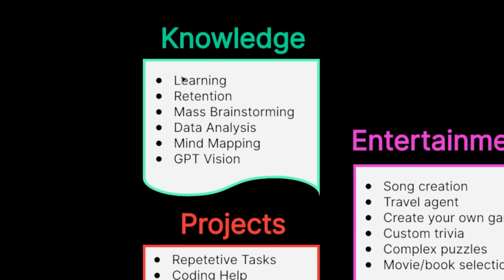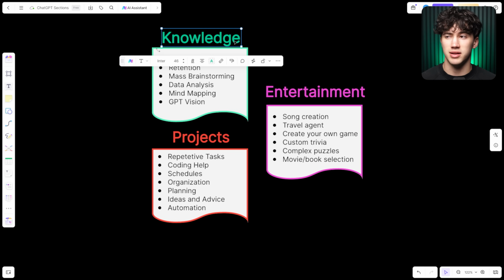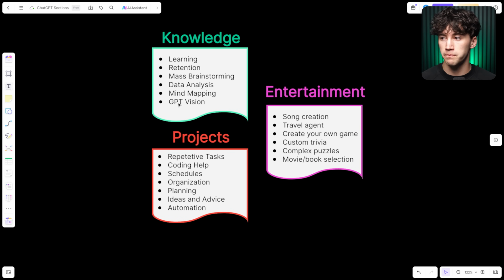You can use ChatGPT to learn information, retain information, mass brainstorming in seconds, data analysis, mind mapping, GPT Vision. So these are a few of the things in the knowledge section that ChatGPT is immensely helpful with. GPT Vision is where you can upload a photo and have ChatGPT actually respond to the photo based on the contents of the image. That gets very exciting. We'll get into that a little later.